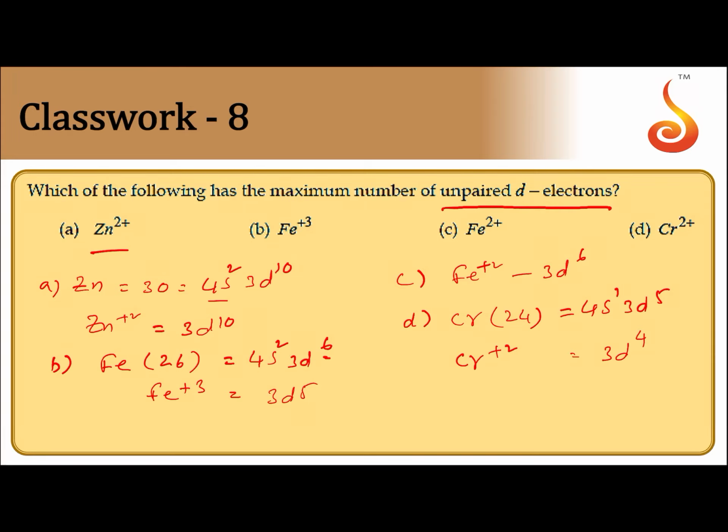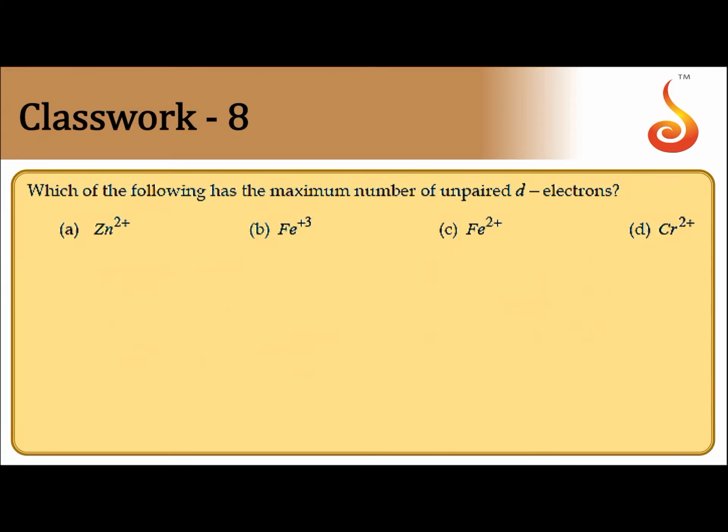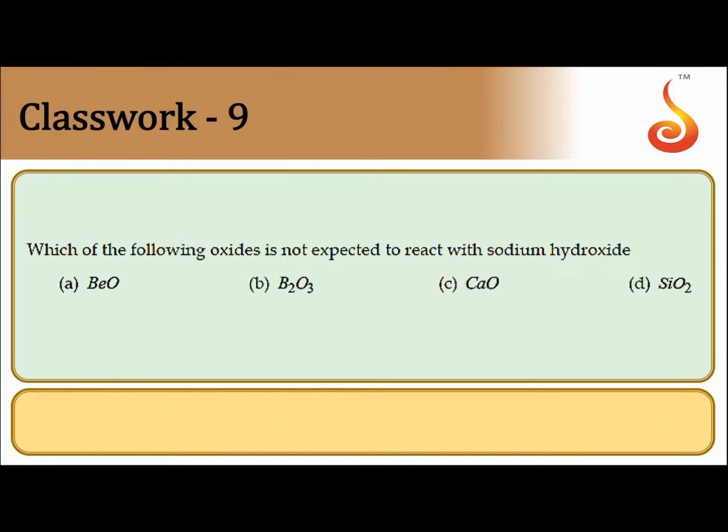Now the question is the maximum number of unpaired d electrons. So d5 will have the maximum number of unpaired electrons here. Therefore the answer is Fe plus 3. So in d block elements, we need to understand that electrons are removed first from the s orbital, and only then from the d orbitals. So the answer is option B.